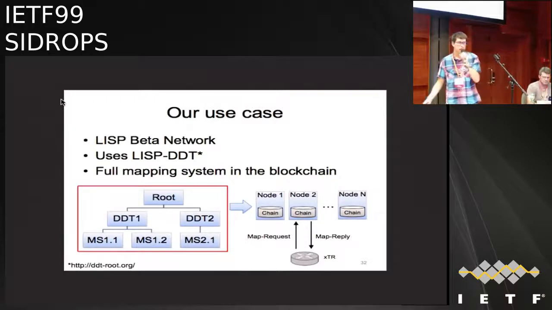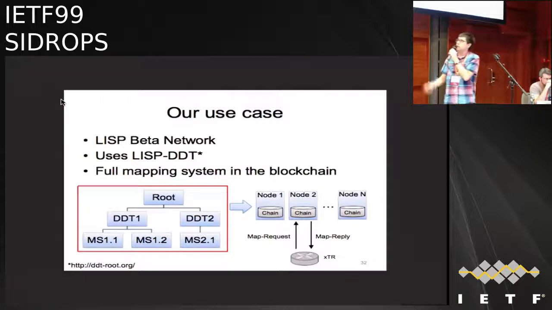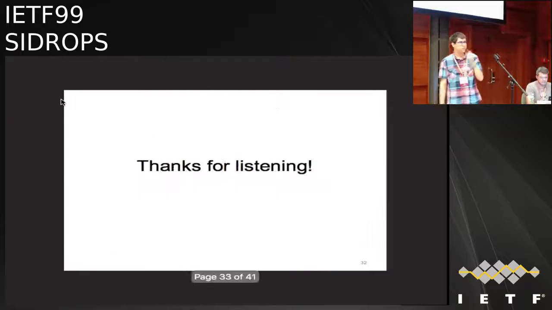And just to finish, our use case is LISP. For those who don't know it, LISP has a thing called mappings that are bindings of IP addresses to IP addresses. And it has a system called Delegated Database Tree, which is DDT, which is composed of several nodes that help you find these mappings. And we are building a prototype using a blockchain that would store all this information inside the blockchain. So it would make management much easier because you don't have this hierarchical infrastructure. You only have these several blockchain nodes. And that's all. Thanks for listening.